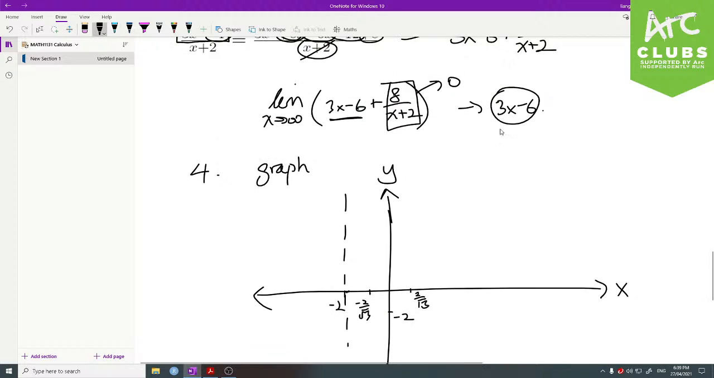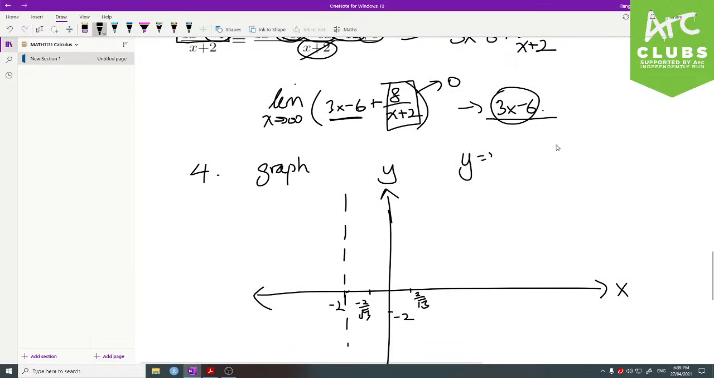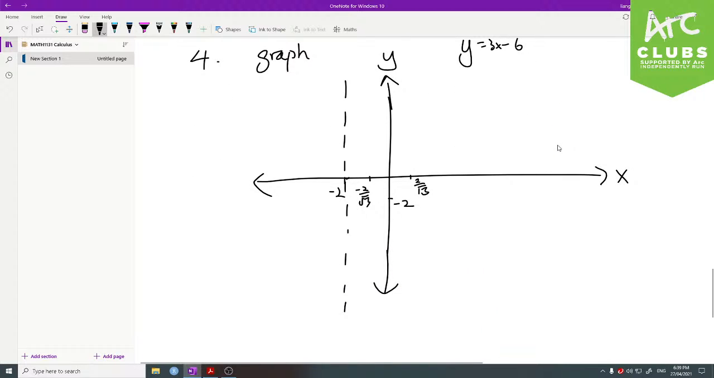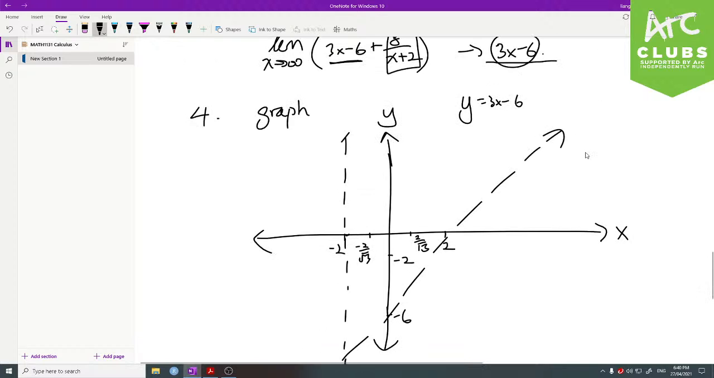And we also have an oblique asymptote, y equals 3x minus 6, right? So y equals 3x minus 6 would have an x-intercept of 2 and a y-intercept of minus 6. So this would be around 2 here, and minus 6 maybe here. So we have another asymptote here. Yep, so we have our two asymptotes: this is x equals minus 2, and this one here is y equals 3x minus 6.